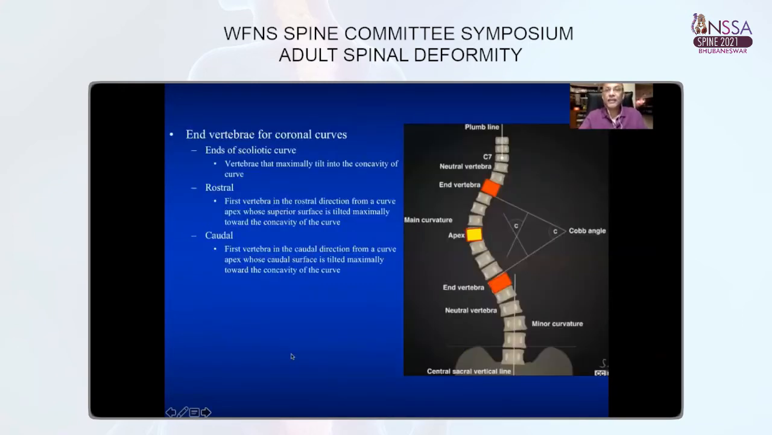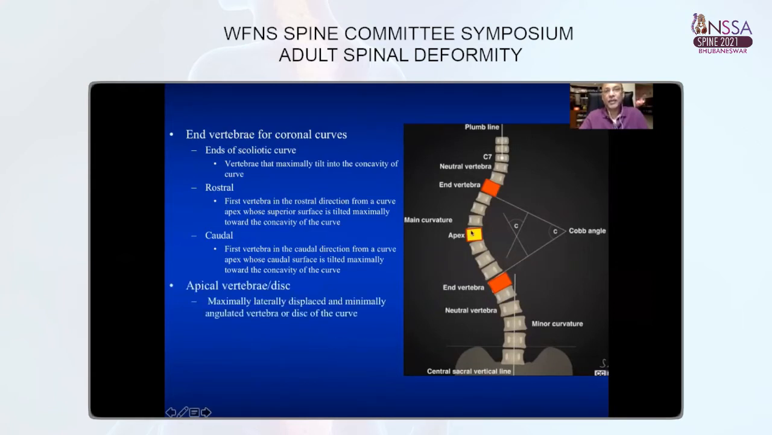Then these are terms like end vertebra. The end vertebra is the end of the scoliosis curve, the vertebra that tilts maximally into the concavity of the curve, and you can see these two are those vertebrae. So you could have rostral and the caudal. So rostral is here, the caudal is here. And this is the first vertebra in the caudal direction, which forms a curve apex, whose caudal surface is tilted maximally towards the concavity of the curve. And you can see these are the two end vertebrae.